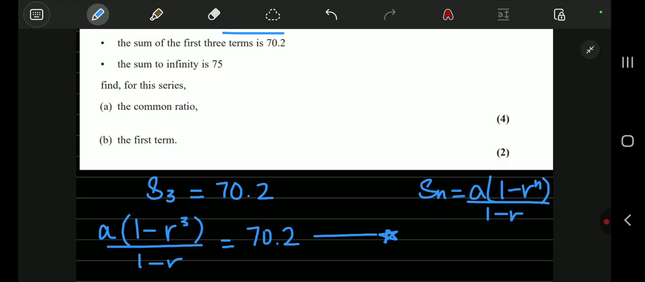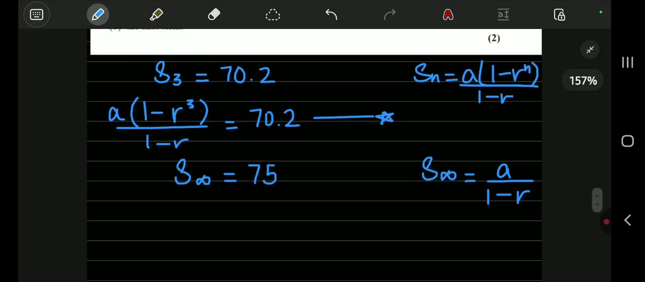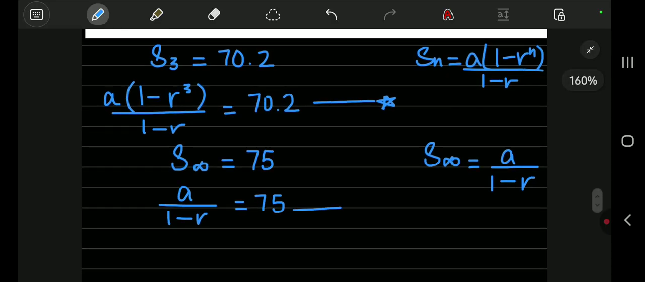Then the second thing they are giving us is sum to infinity is 75. So what is the formula for sum to infinity? The formula for sum to infinity is a over 1 minus r. So a over 1 minus r equals 75. Now we get these two simultaneous equations, and we can solve them together to find the two unknowns, a and r.